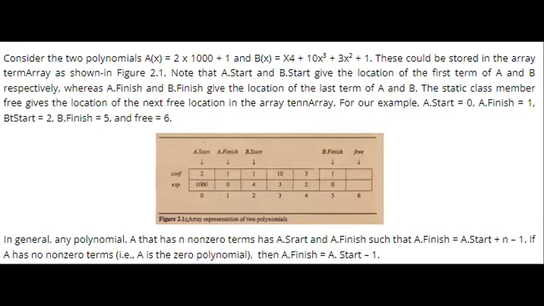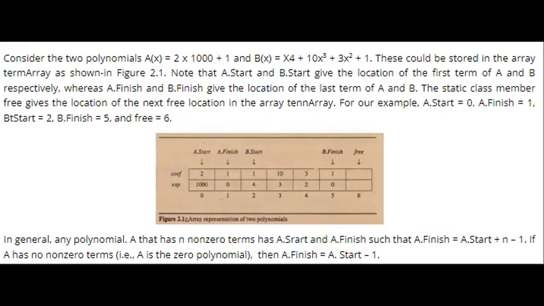The array here holds terms like 2 into 1000, and the coefficients and exponents are represented in different columns and blocks. We mark a.start, a.finish, b.start and b.finish at their positions, and the free space is in the last position. So this is an array representation of two polynomials. This is how we will represent a polynomial using an array.